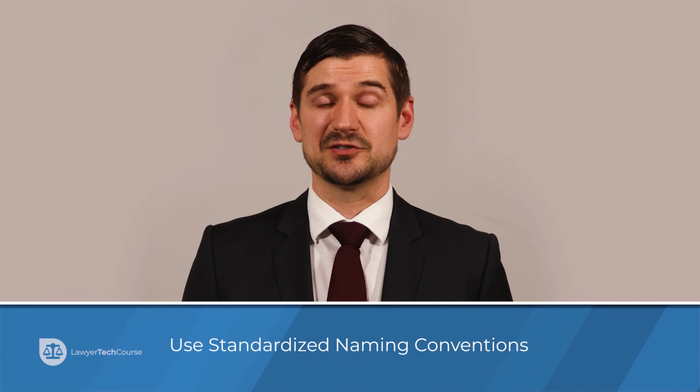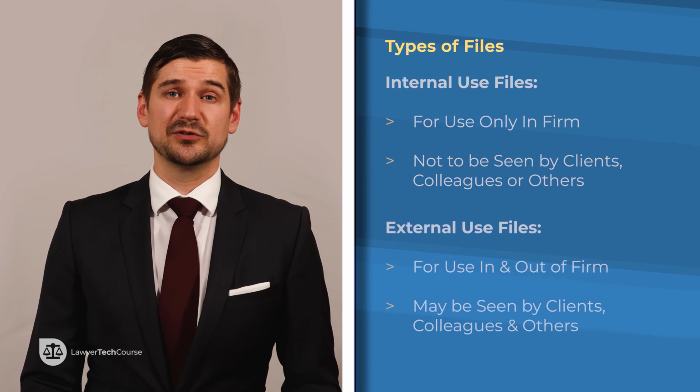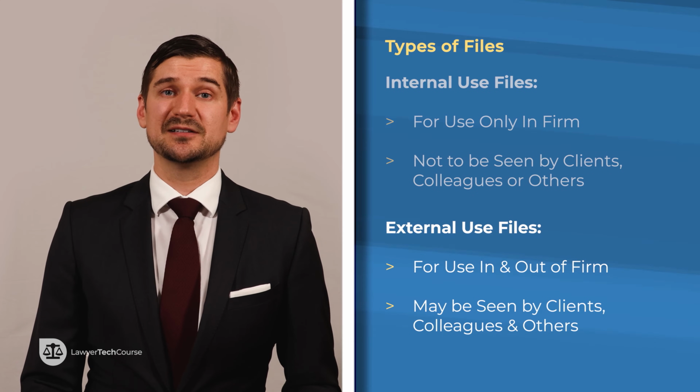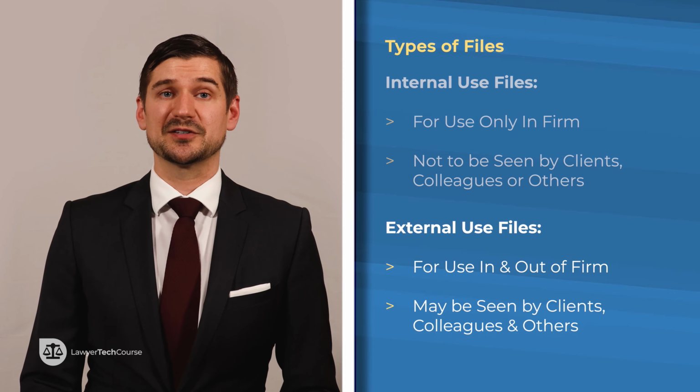The first and most important element of my office filing system is the use of standardized naming conventions. To control and manage files and folders, I use specific conventions which distinguish internal use files from external use files. Whereas internal use files are for use only by the firm and its staff, external use files are documents that may be presented to people outside of the firm, such as clients, colleagues, and other professionals.